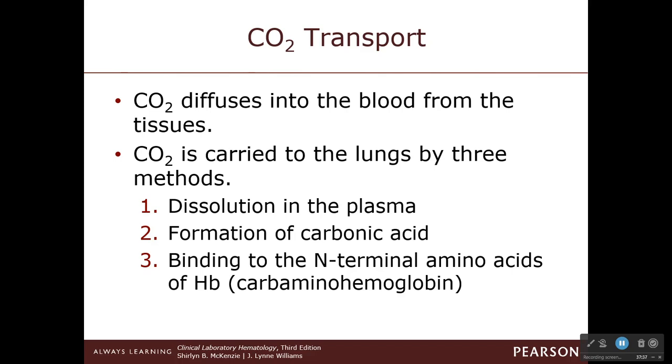Why is that important? It carries the CO2. Yeah, you're right. Well, it doesn't really carry CO2, but that's where CO2 is concentrated. So what happens in capillaries? What's their main function? Gas exchange. Gas exchange. Okay?